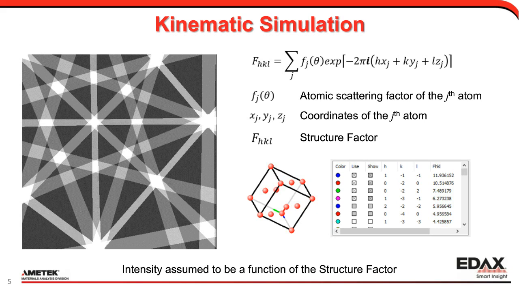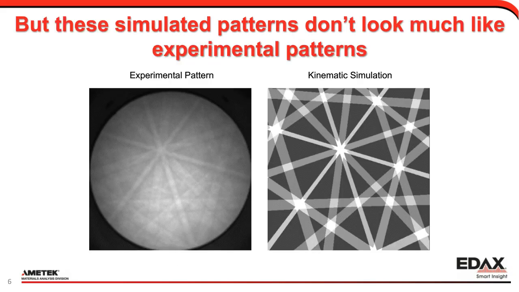And you can see that, if those of you have seen electron backscatter diffraction patterns, that doesn't look a lot like an experimental pattern, even though it does give the band locations and some approximation of the intensity. As an example, this next slide shows an experimental pattern at left and a kinematic simulation at right for the same orientation. And you can see that, yes, some of the general ideas are there, but it doesn't look anything like an experimental pattern.